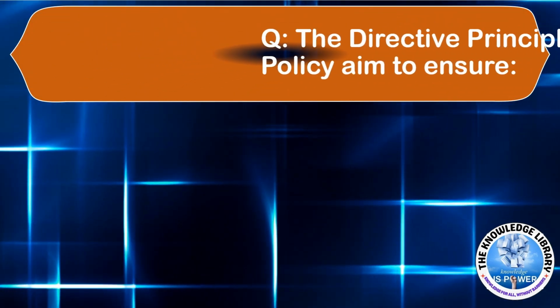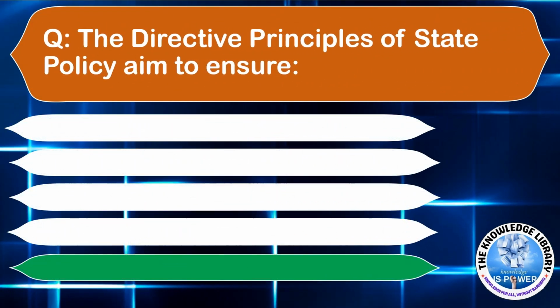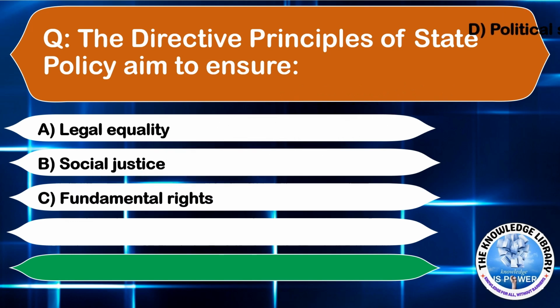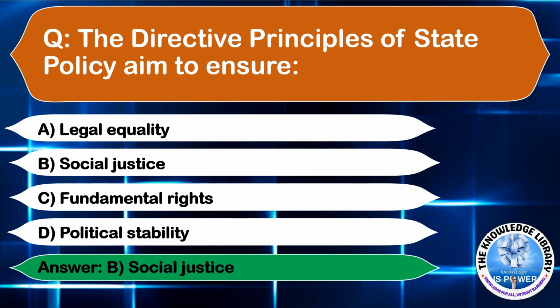The next question is, the directive principles of state policy aim to ensure, option A, legal equality. Option B, social justice. Option C, fundamental rights. Option D, political stability. Correct answer is option B, social justice.